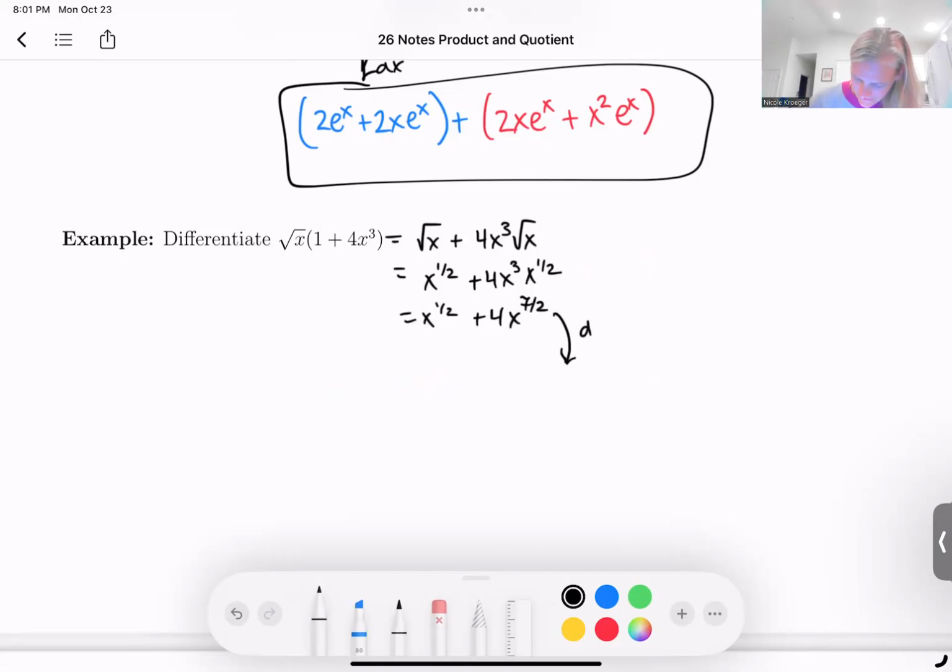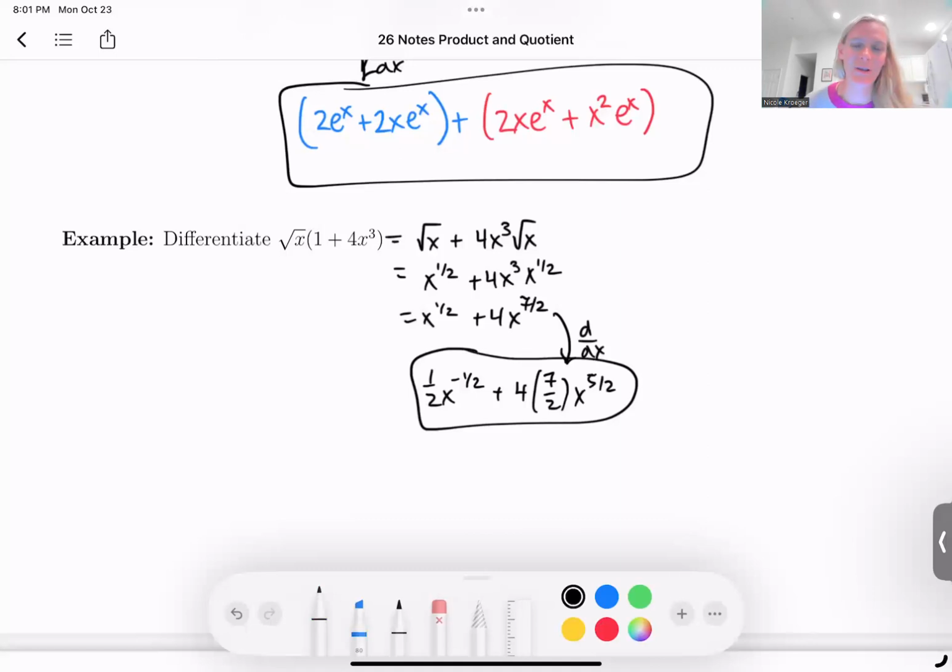Now I can take the derivative. I just have to do the power rule here. There's no products here. So I would get 1/2 x to the negative 1/2 plus 4 times 7 halves, x to the, I subtract 1 from 7 halves, so that gives me 5 halves. Okay. So this is one way you could solve this. This is my preferred way to solve this. It's better to simplify it first. But you could also use the product rule on it.